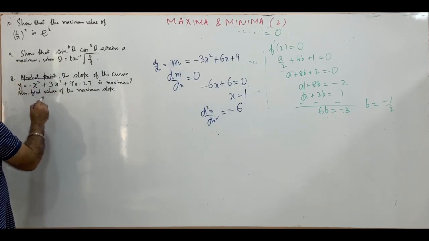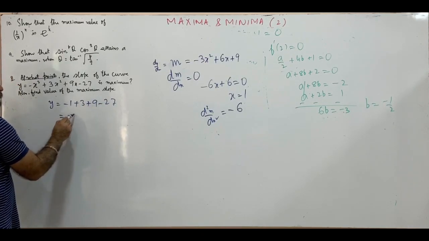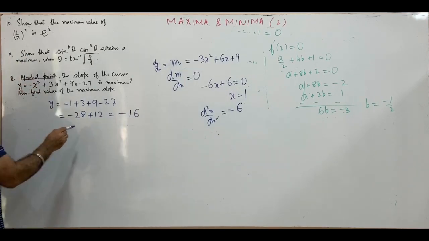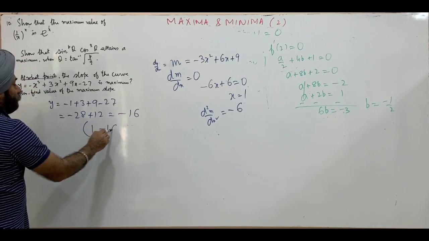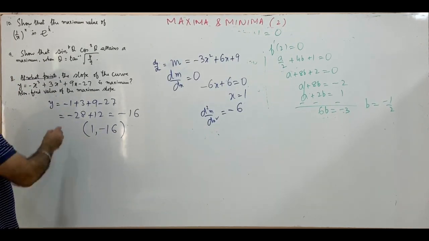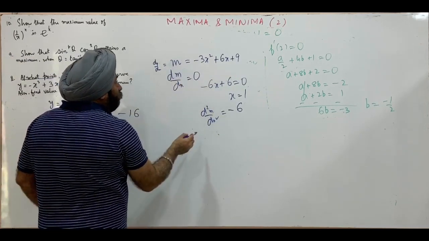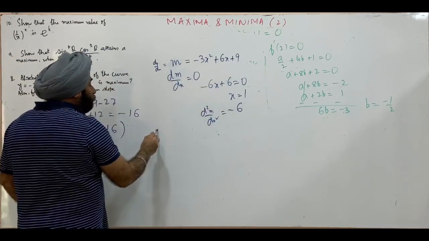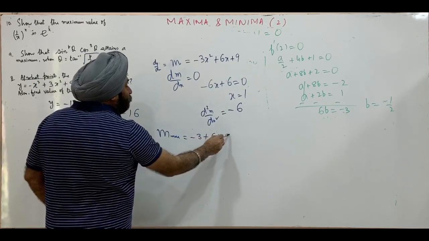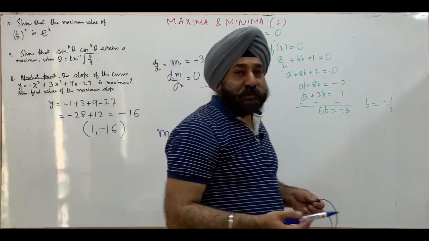We put x is equal to 1 here. We get y as plus 9 minus 27. This is minus 28 plus 12, minus 16. Point means x coordinate 1 comma y coordinate, that is minus 16. So this is the point. And to find the value of maximum slope, so this is the slope. Slope is maximum when x is equal to 1. So we say m maximum will be minus 3 plus 6 plus 9, and that is 12. The maximum value of the slope is 12.